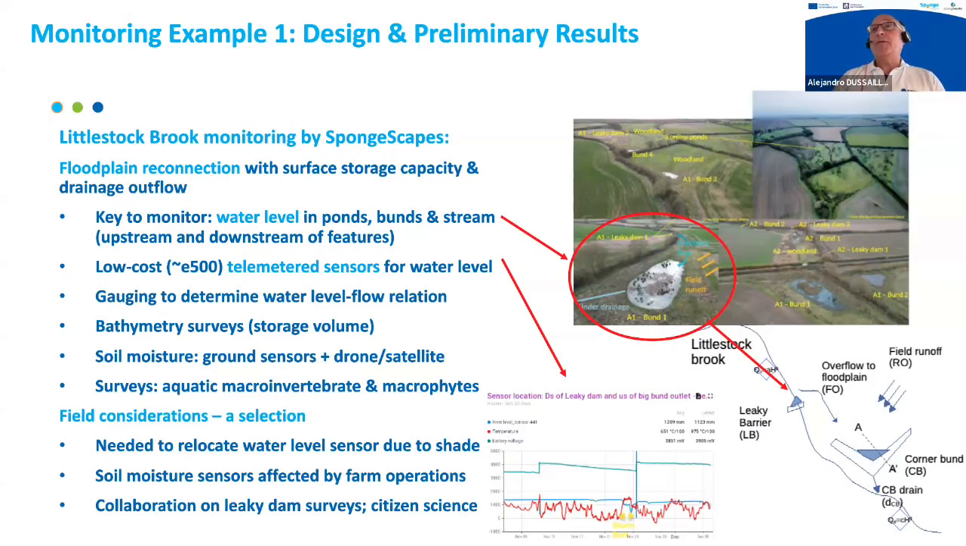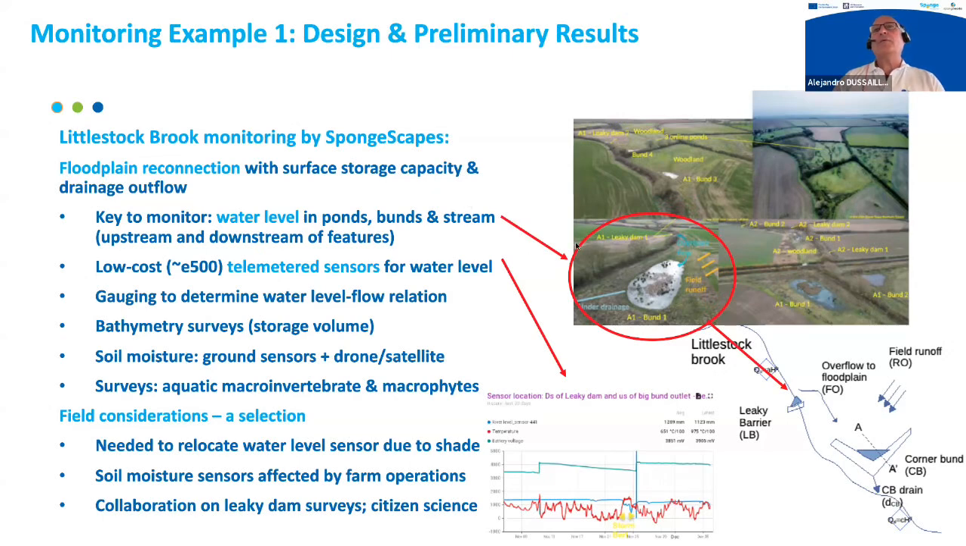Of course, we need to gauge in the stream so as to have that relationship between the water level and the flow. And we have to do bathymetric surveys to understand what is the storage available, for example, in the bunds and how it changes year to year because of sedimentation. We also are monitoring soil moisture with ground sensors, and we're combining that with remote sensing. And we are doing aquatic macroinvertebrate and macrophyte surveys.